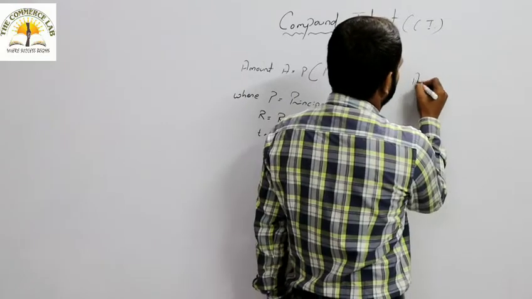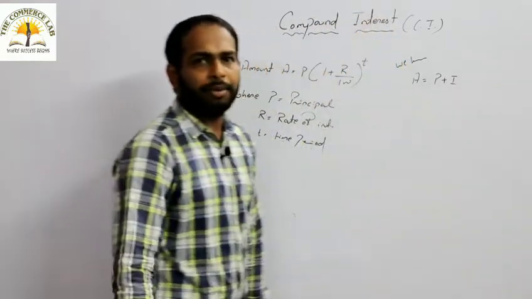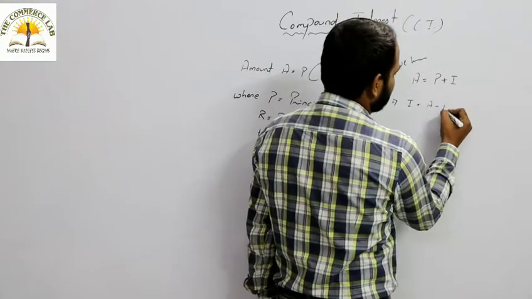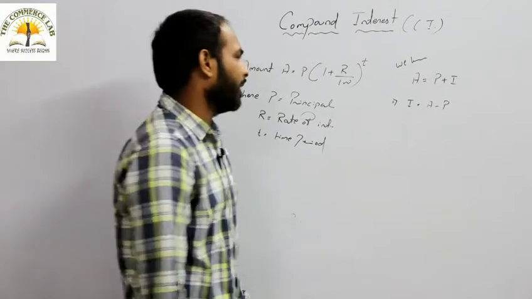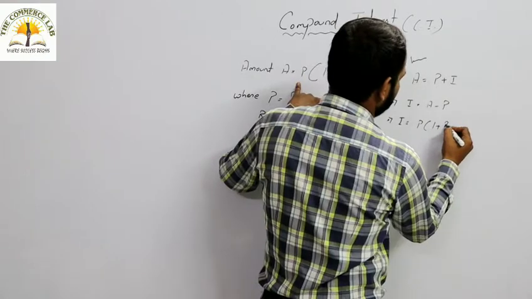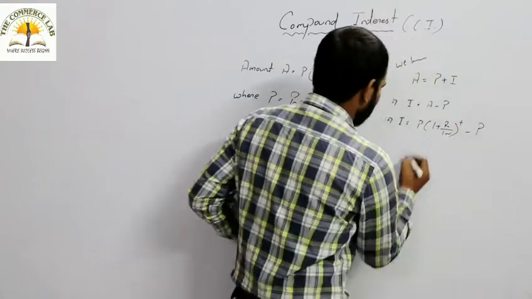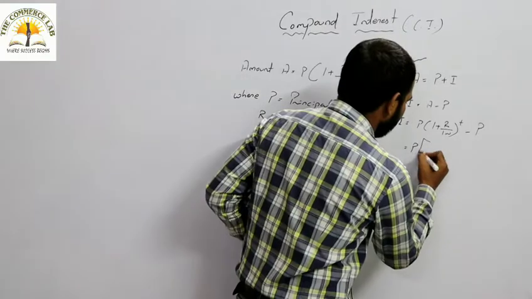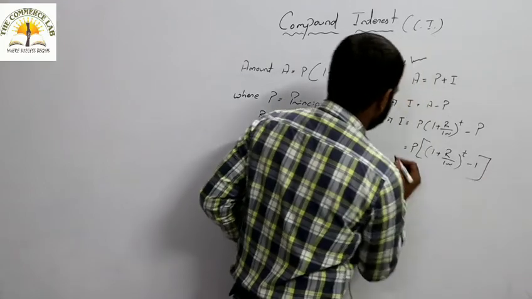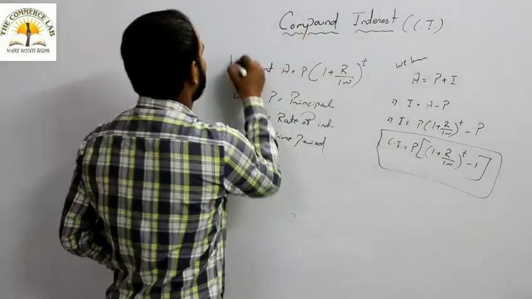So we know amount A equal to P plus I. This implies I equal to A minus P. This implies I equal to A, which is given as P into 1 plus R by 100 to the power T, minus P. So taking P common, P into 1 plus R by 100 to the power T minus 1 is equal to I or CI. So this is your CI formula. This is your amount A formula.